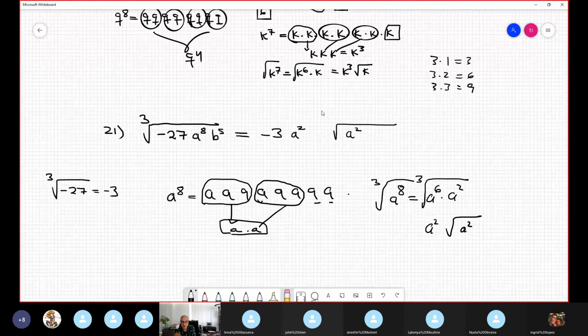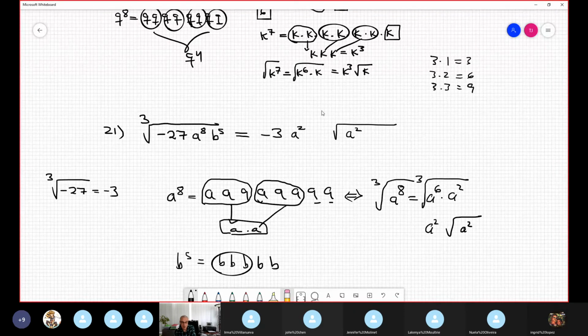Advantage and disadvantage. You make a selection, whichever way you prefer. And b to the 5th power, b, 5b. We have one triple of b here, so this b represents only one b outside, and b squared stays inside. End of story. This is my final answer.